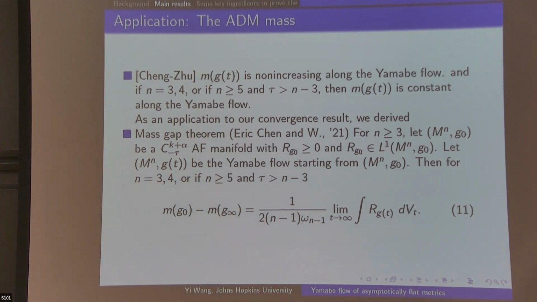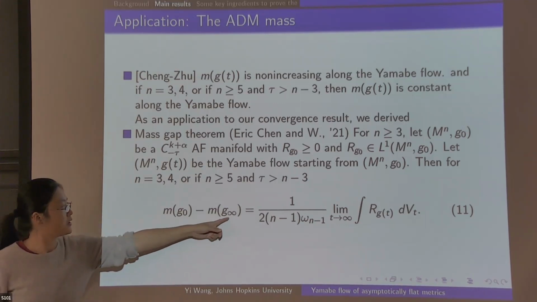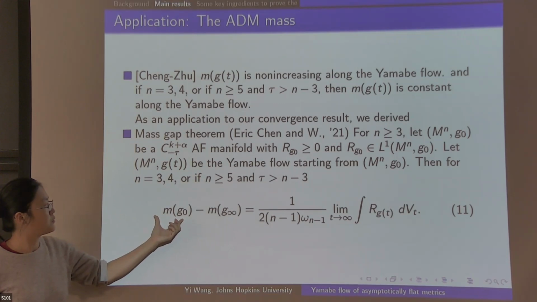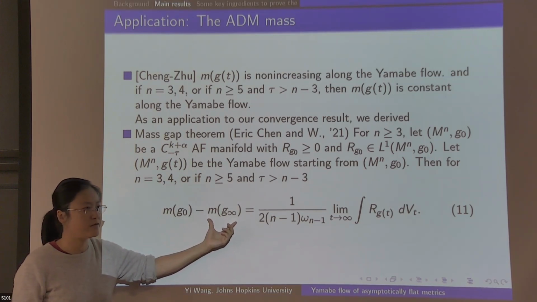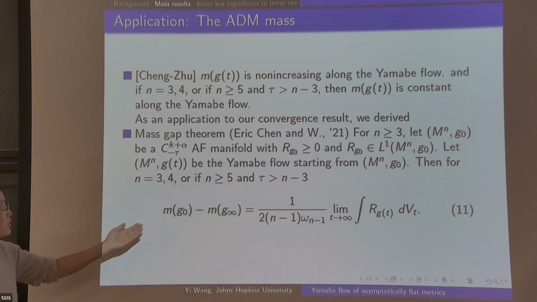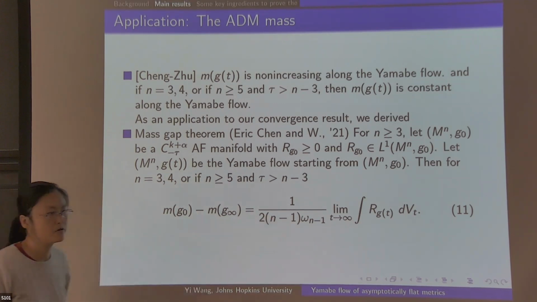So in other words, remember, this g infinity is the scalar flat metric. So it gives the proof that the ADM mass is minimized in the same conformal class by the scalar flat metric, because this minus that is always bigger or equal than 0.